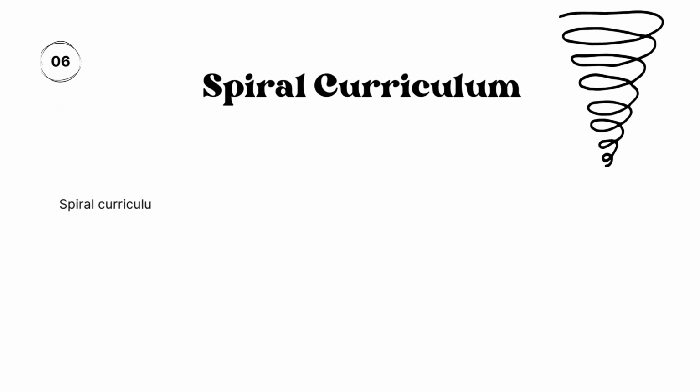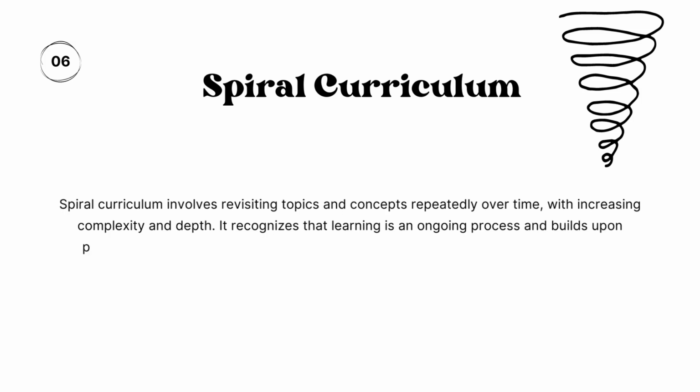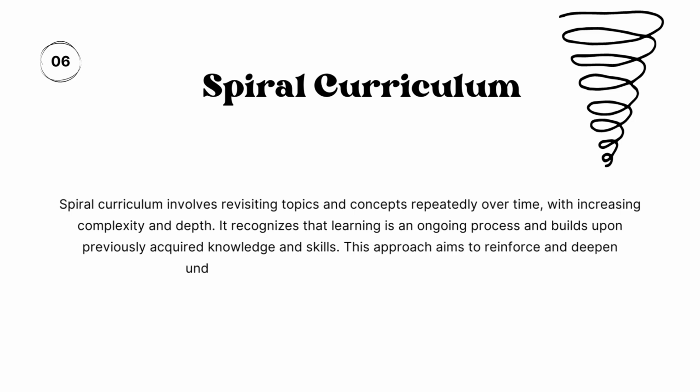On number 6, we have spiral curriculum, which involves revisiting topics and concepts which are repeated over time with increasing complexity and depth. It recognizes that learning is an ongoing process and it builds upon previously acquired knowledge and skills. This approach aims to reinforce and deepen the understanding through iterative exposure to content.